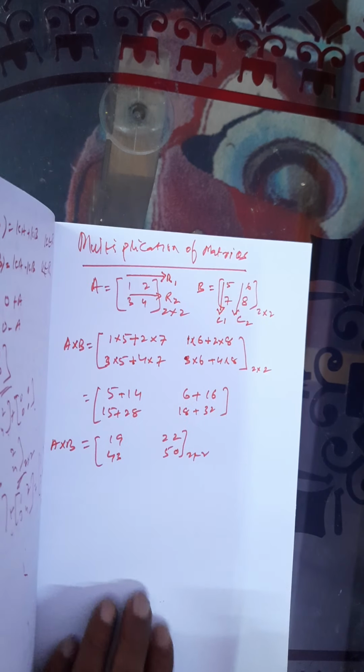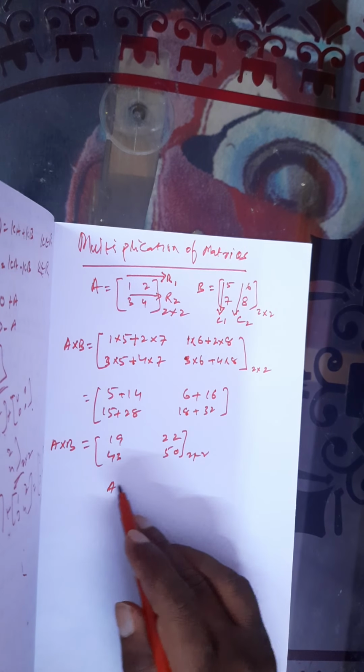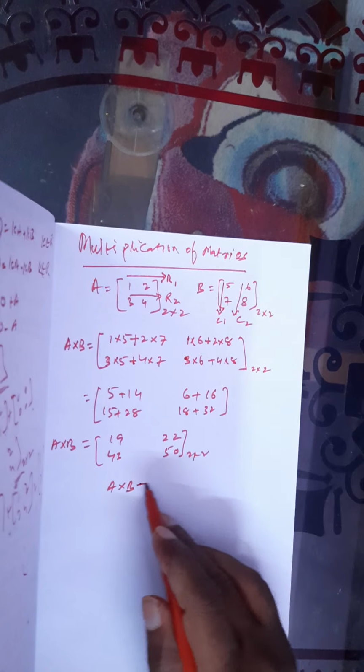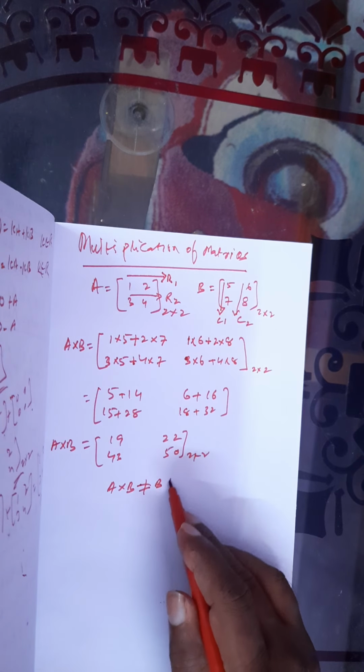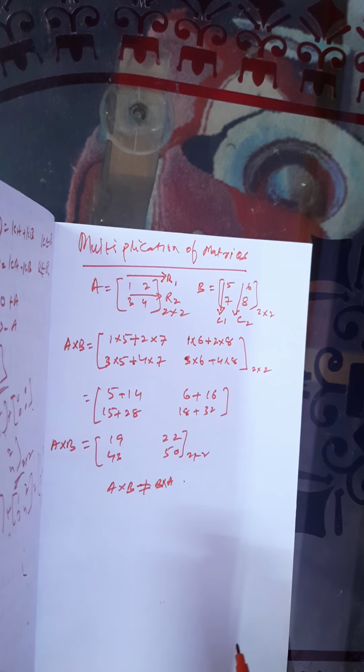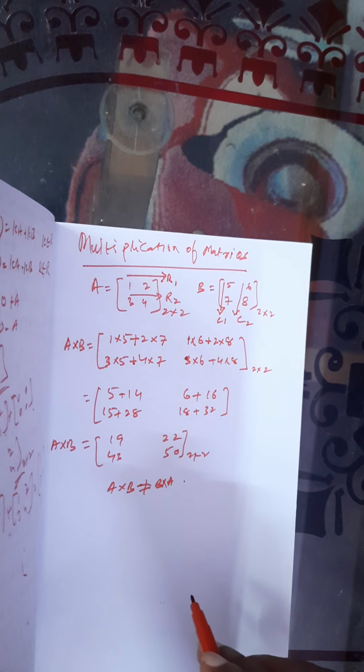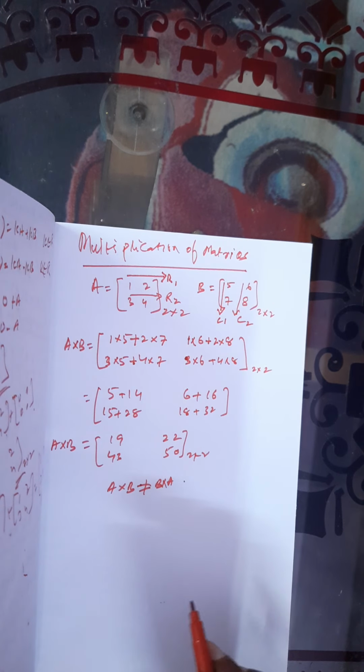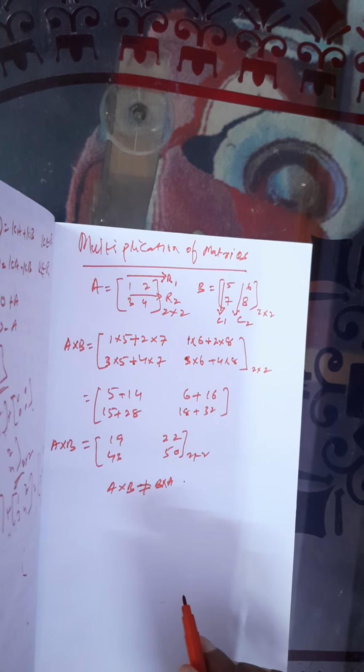Remember that the product of AB is not equal to BA. Why? Because the rows and columns will be changed. That is why the product is not equal in matrices. If the order changes, the result also changes.